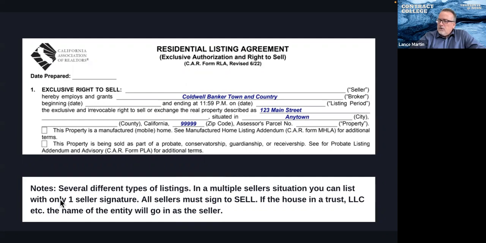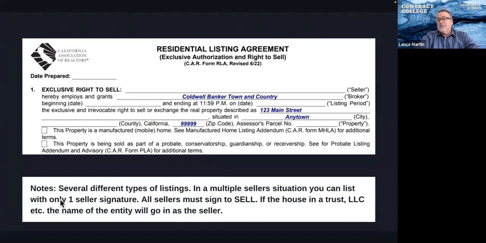But again, I don't want to encourage you to be sloppy. But if, for example, it's the Martin Trust and you don't put the date in there, in my opinion, you still have a valid listing. All right. So as long as you have an intent and the seller wants to sell this property.